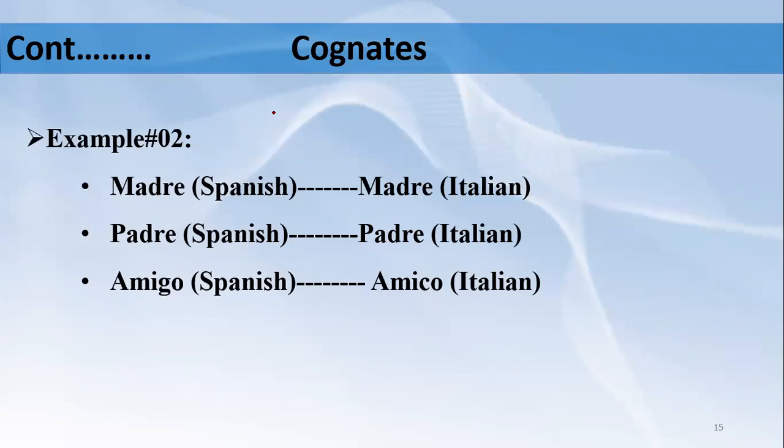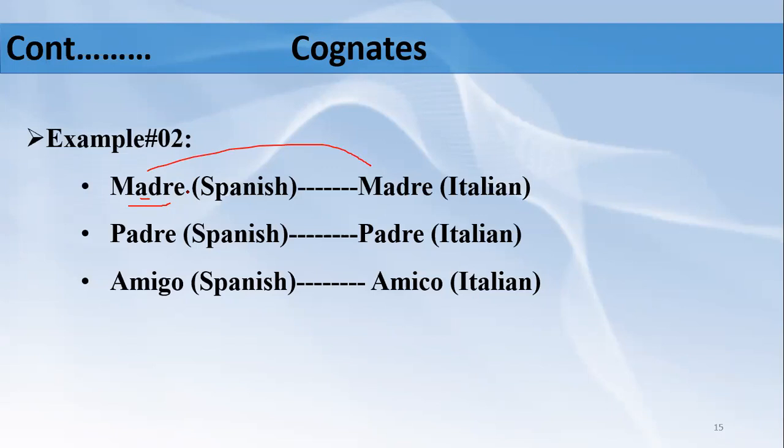Okay. Another example of cognates. The word madre in French and the word madre in Italian: if we look at the spelling, exactly the same. If we look at the pronunciation, exactly the same. If we look at the meaning, exactly the same. Fine, it means form is the same. Form means spelling and pronunciation, and meaning is the same.